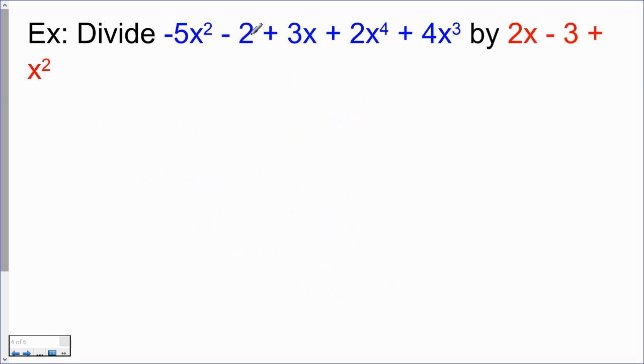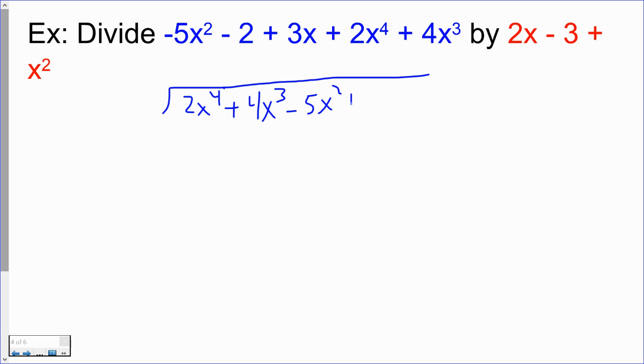Okay, another one. This one's a little bit longer, so notice how the order is all over the place. We want to make sure everything's ordered correctly. So here, the highest exponent is 4, so I have 2x to the 4th. And then the next one after that is going to be an x to the 3rd. So I'll have plus 4x to the 3rd minus 5x squared plus 3x and then minus 2. And then over here, you're going to have that x squared plus 2x and then minus 3.